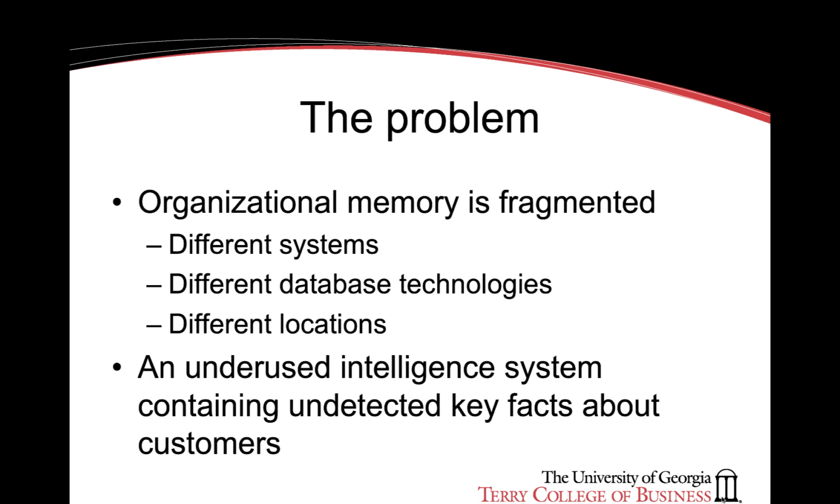The problem that organizations face, however, is that all of these different systems store different aspects of an organization's memory. Consequently, because an organization's memory is present in these different systems, its memory, or what it knows, is fragmented. It's fragmented across different systems, different technologies, and frequently different locations, since most organizations nowadays have to be multinational or even regional. Consequently, a system that is fragmented and subsequently underused contains key facts about customers that might help an organization make better decisions and plan for the future, but that information, that intelligence, is never really utilized.